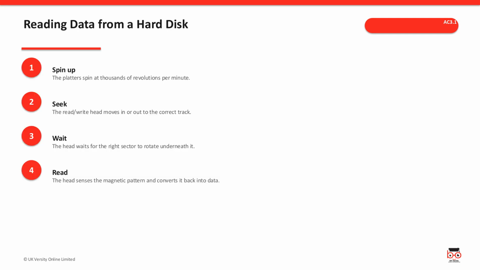Let's trace the steps a hard drive goes through just to read one piece of data. First, it spins up, getting the platters turning at thousands of revolutions a minute. Then it seeks, moving the read-write head in or out to the correct track before waiting for the right sector to rotate underneath it. Finally, it reads, sensing the magnetic pattern and turning it back into data. And all that spinning, seeking, and waiting is why a hard drive can't match an SSD for speed.